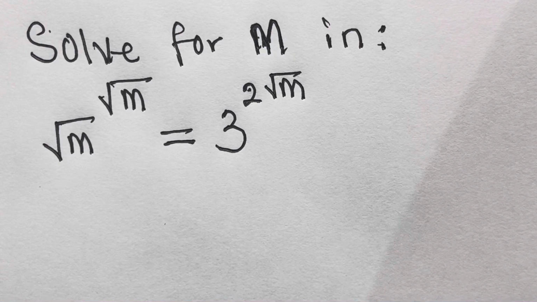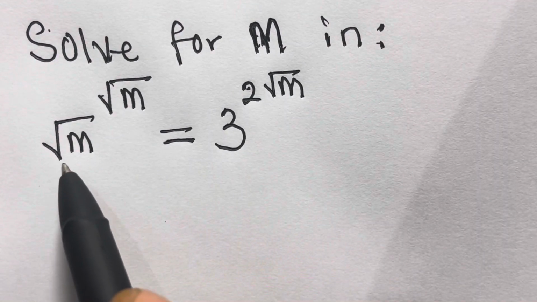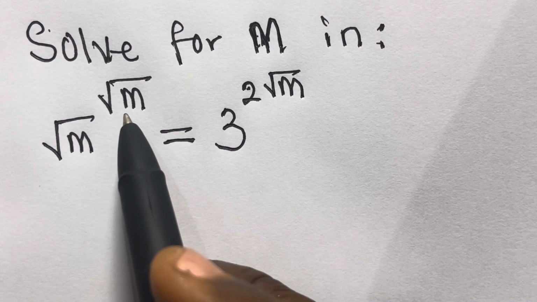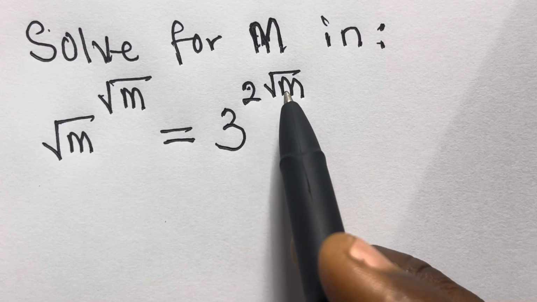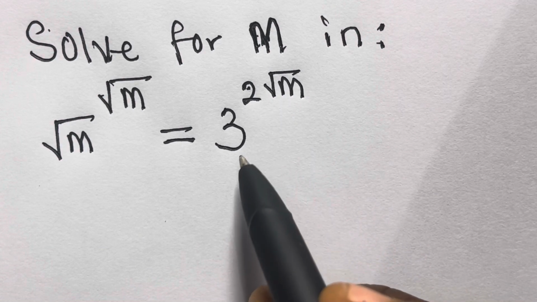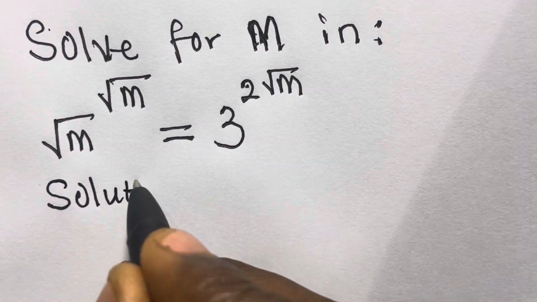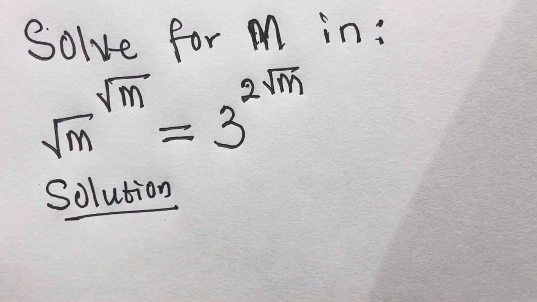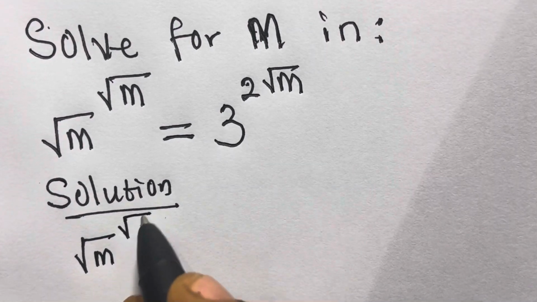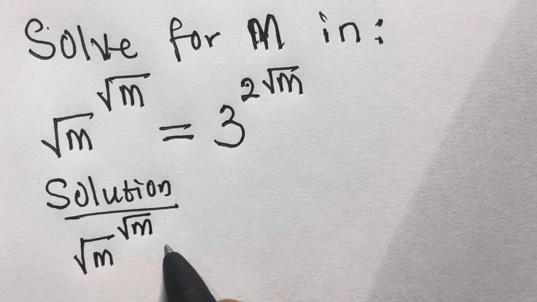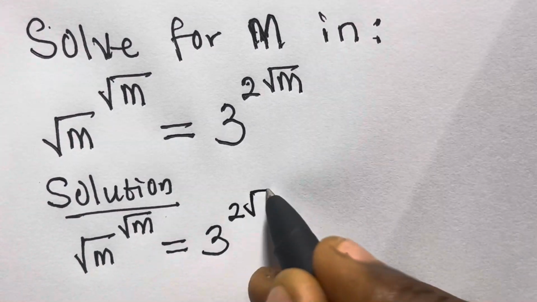Hi, welcome to mathematics. In this video, we want to solve for m in square root of m raised to power square root of m equals 3 raised to power 2 root m. Let's see the solution. So we have square root of m raised to power square root of m equals 3 raised to power 2 root m.